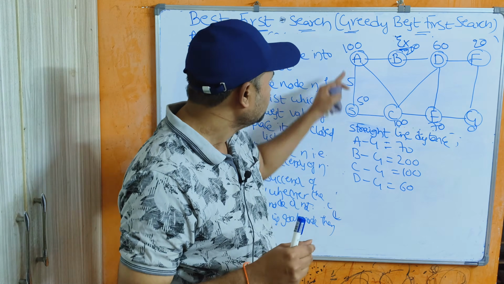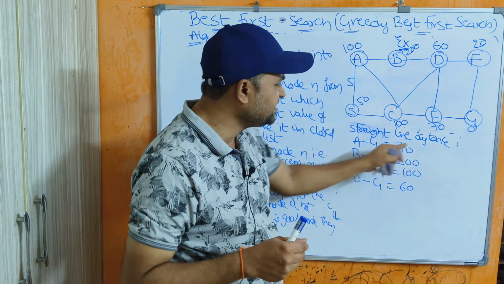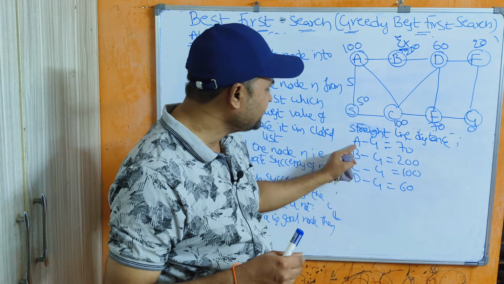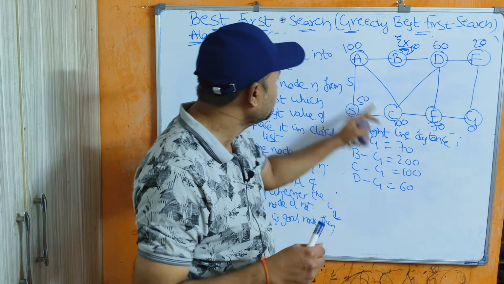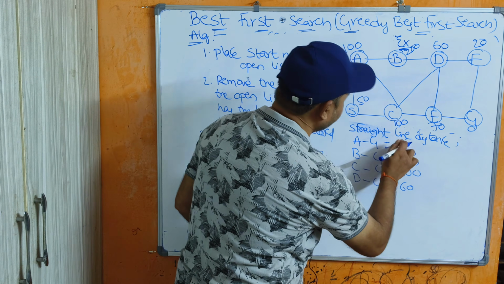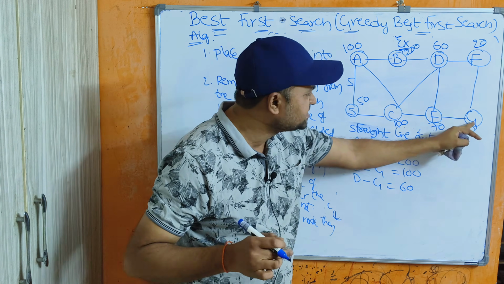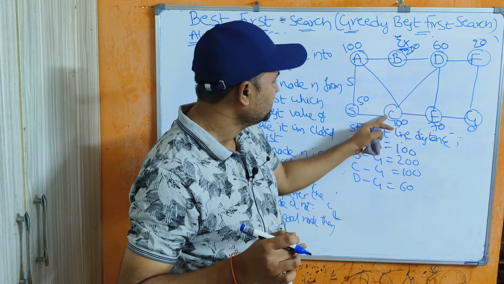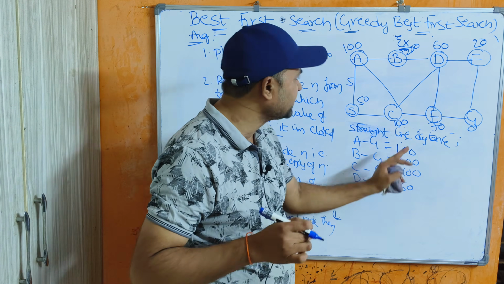So here the heuristic value of A is 100. That means, if you see here, straight line distances: the distance from A to Z, the goal node. What is the distance from A to Z? 100. Likewise, the heuristic value of B is 200, so the distance from B to Z is 200. Likewise, the heuristic value of C is 100, so the distance from C to Z is 100.